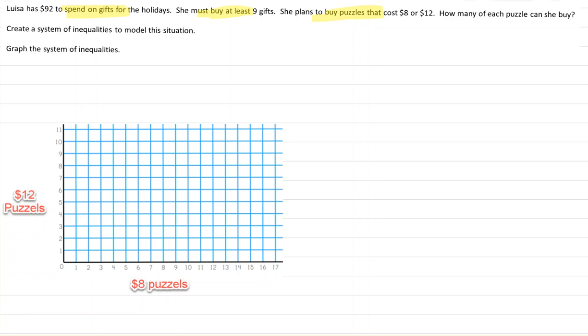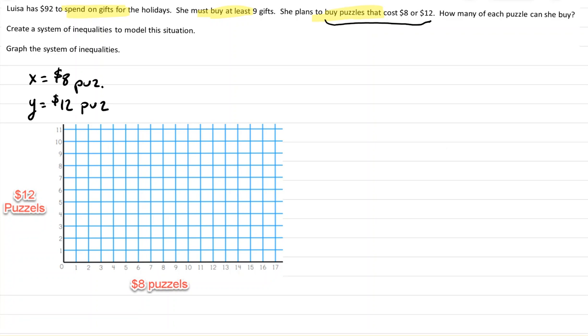So now we need to create variables. Well, the things that we're buying are the puzzles, and we have 2 different types. So we can't have 2 P's. So what we'll do is we'll create X and Y's, and we'll label them. So the first one is an X, and this one's going to indicate the $8 puzzles. And the next one is the Y, and that's going to be the $12 puzzle.